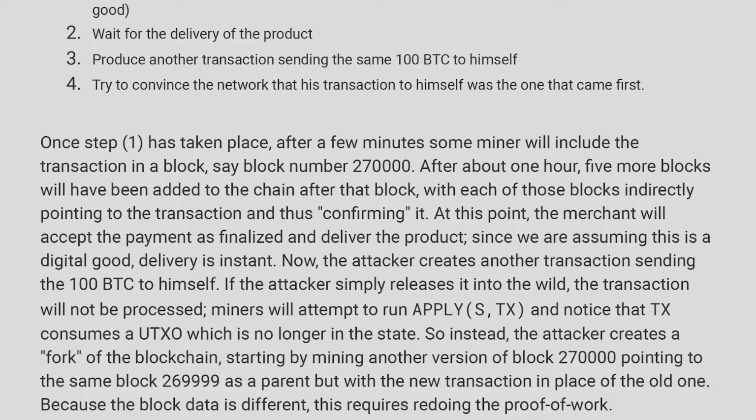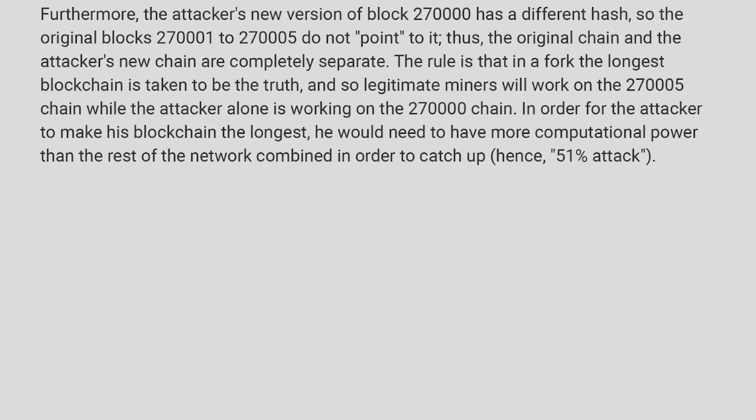If the attacker simply releases it into the wild, the transaction will not be processed. Miners will attempt to run apply_tx and notice that the tx consumes a UTXO which is no longer in the state. So instead, the attacker creates a fork of the blockchain, starting by mining another version of block 270,000, pointing to the same block 269,999 as a parent, but with the new transaction in place of the old one. Because the block data is different, this requires redoing the proof of work. Furthermore, the attacker's new version of block 270,000 has a different hash, so the original blocks 270,001 to 270,005 do not point to it. Thus, the original chain and the attacker's new chain are completely separate.